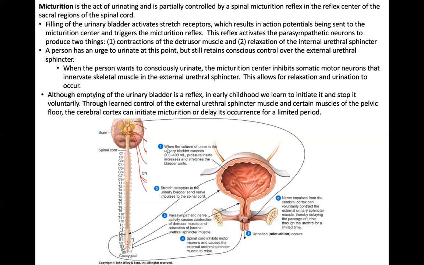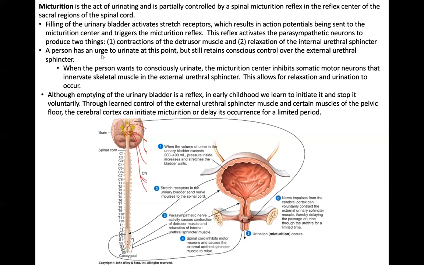Okay. At this point, the reflex center will activate parasympathetic neurons to produce 2 things. Contractions of that detrusor muscle, the muscle in the wall of the bladder that I just mentioned, as well as relaxation of that internal urethral sphincter. And that's this muscle that would be located right there, which once again is under involuntary control.